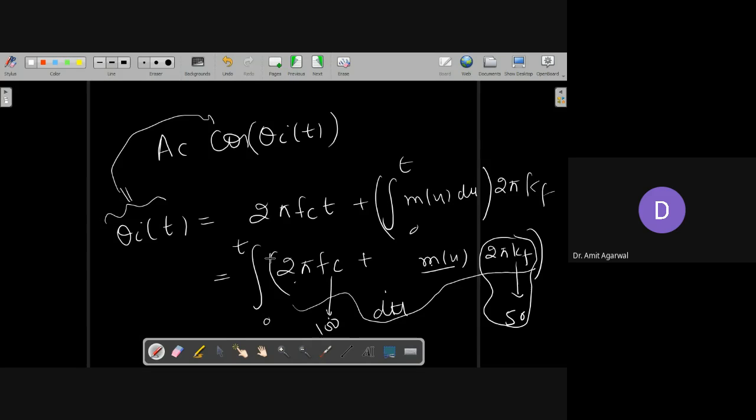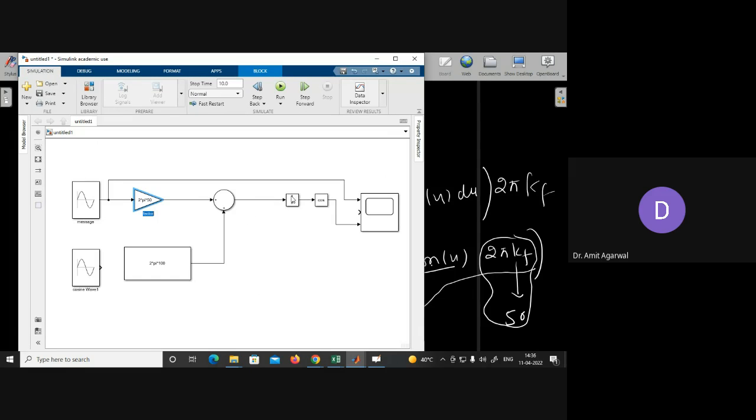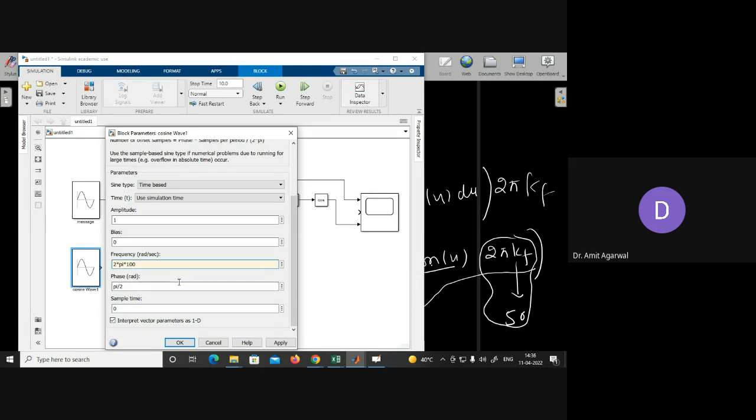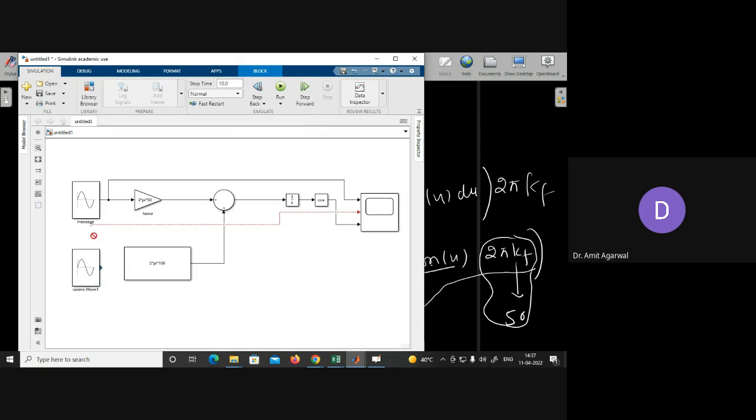This whole thing is going inside an integrator. This is the phase, the instantaneous phase of the cosine. So first we are generating the instantaneous phase of your signal, then we are providing it to the cosine wave. So what is the problem here? The frequency of the carrier should be 100, right? This is a cosine wave, okay.